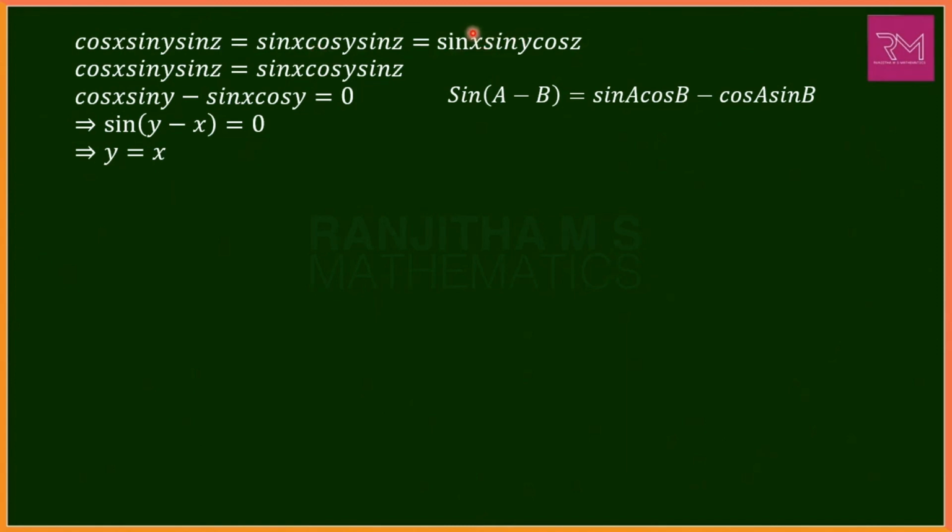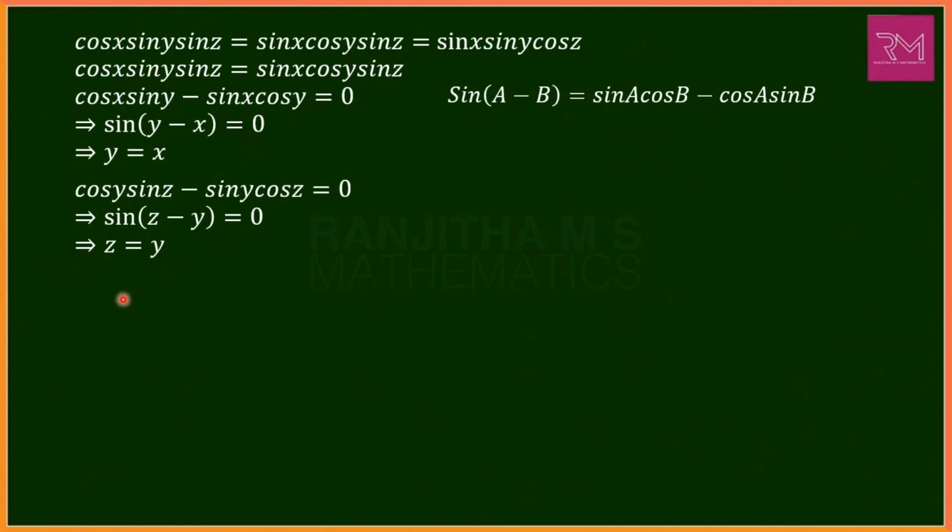Similarly, consider these two equations and cancel sin x. We get cos y sin z, and taking sin y cos z to the left hand side, that becomes cos y sin z minus sin y cos z equal to 0. This is also the same form, sin of a minus b is sin a cos b minus cos a sin b. Here a is z and b is y, hence we get sin of z minus y equal to 0, or z minus y is equal to sin inverse 0. We know that sin inverse 0 is 0, hence z minus y is equal to 0, that becomes z is equal to y. Here y is equal to x, that is x is equal to y and y is equal to z. Therefore, we can conclude x is equal to y is equal to z.